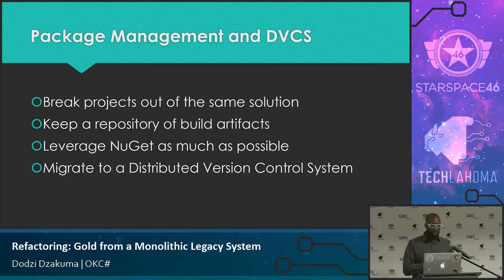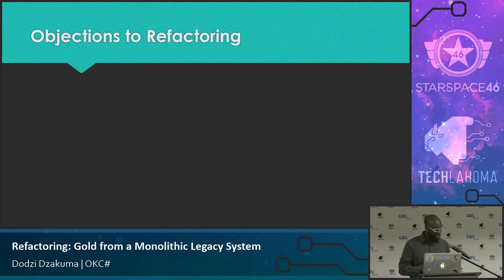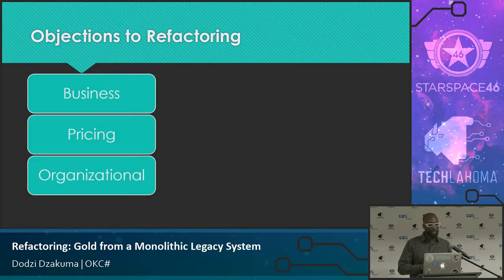And migrate to a distributed version control system if you haven't. Hopefully, is there anyone that's not on a distributed version control system at this time? Okay. You're getting there. Good, good. The sooner the better. Baby steps, 100%. Now here are the common objections to refactoring or splitting up a monolithic system.